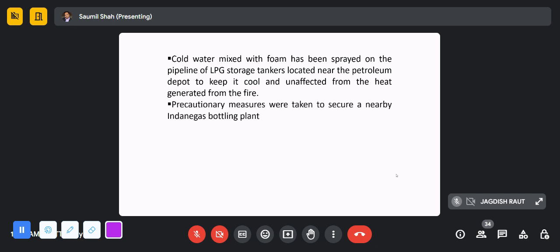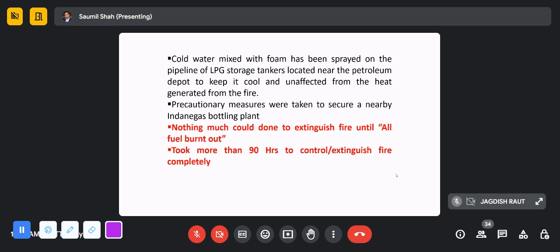Precautionary measures were taken to rescue a nearby indigenous bottling plant, right? So an LPG bottling plant was there. It was required to take the necessary action so that the fire could not reach there. Not much could be done to extinguish the fire until all the fuel burned out. Until all that fuel is burned, we cannot do anything. We just have to do the firefighting there, and the remaining storage which is not affected by fire is required to be cooled down. So it took more than 90 hours to control or extinguish this fire completely.